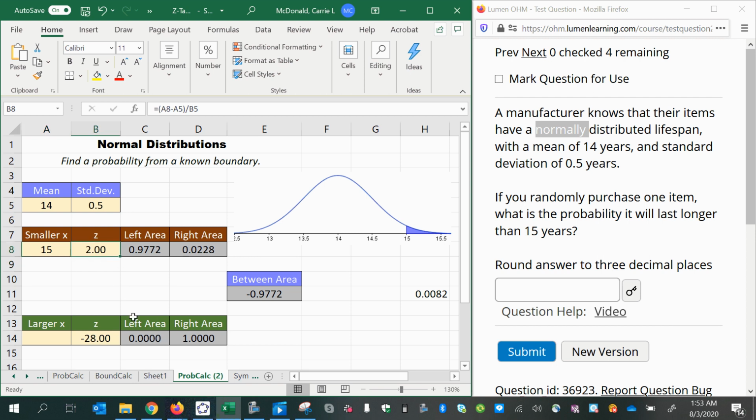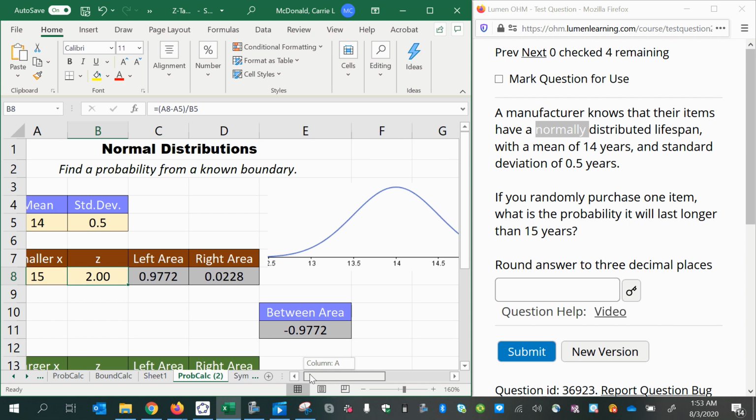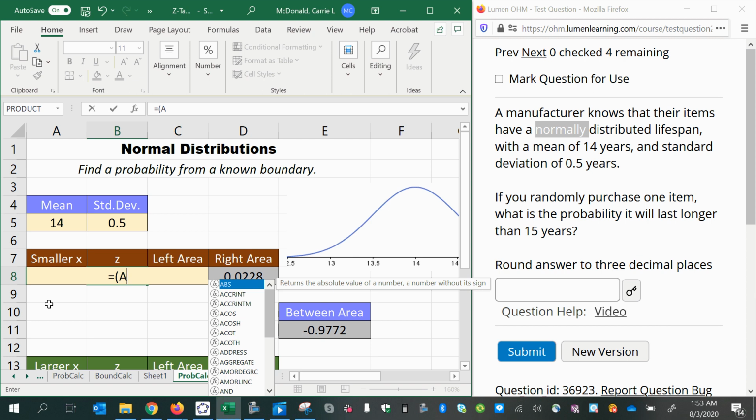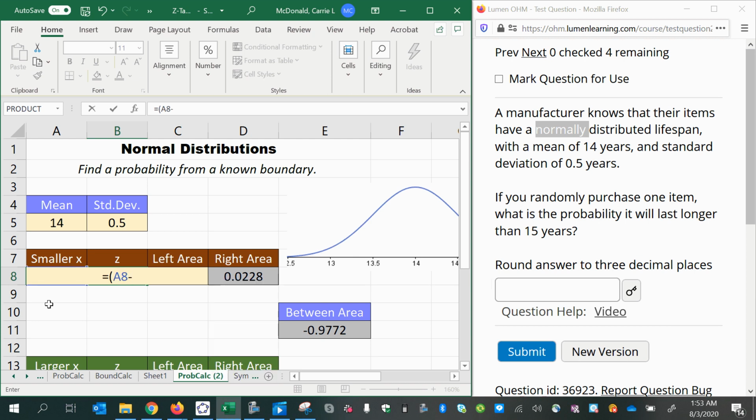Now that z-score is calculated by using the z-score formula on the x value of 15 minus the mean of 14 and divided by the standard deviation of 0.5. Or if you have it set up to calculate using references to the different cells containing these values, my x value is in cell A8 minus the mean here in A5 divided by the standard deviation in B5.